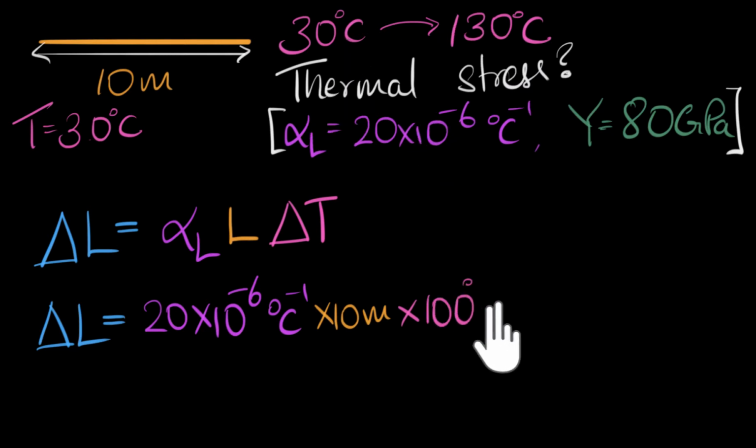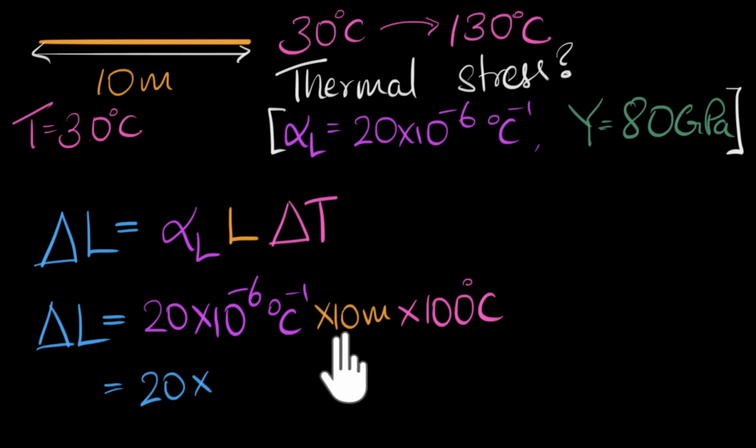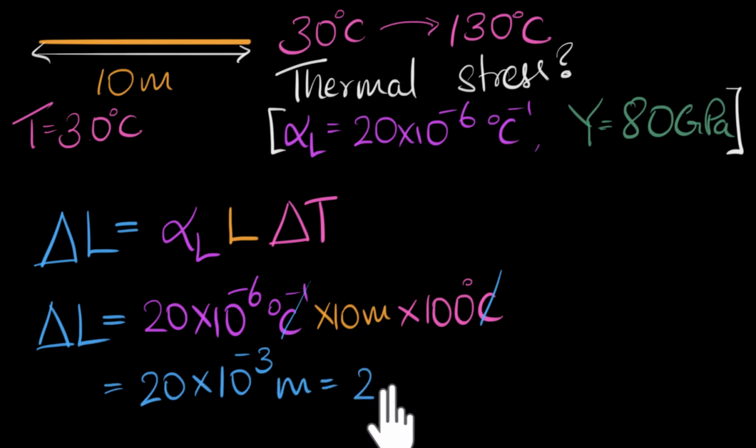So this is 100 degrees Celsius. Let's just go ahead and do the math. We have 20 times, let's see, we have 1,000 and we have 10 to the power minus 6. When you multiply, you get 10 to the power minus 3. The degree Celsius inverse and the degree Celsius cancel. That's good because we want the change in length to be in meters. So we get so many meters. That's about 20 millimeters. So what we understand from this is that at 130 degrees Celsius, the wire would be a little bit longer. It would be 20 millimeters longer.